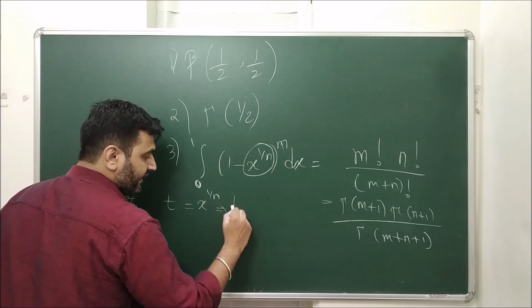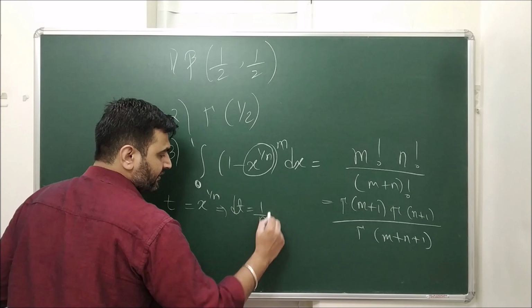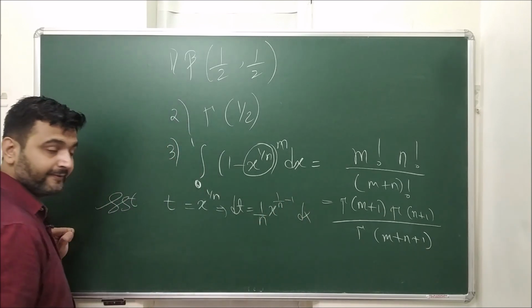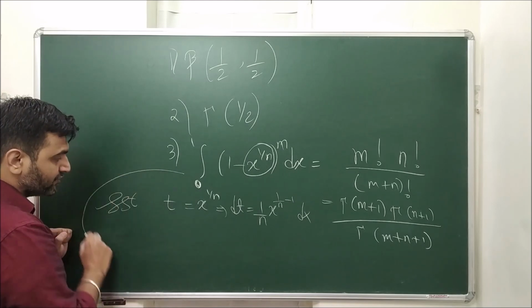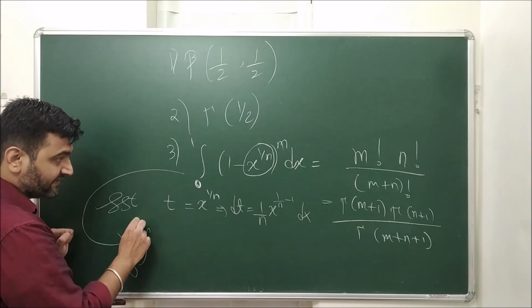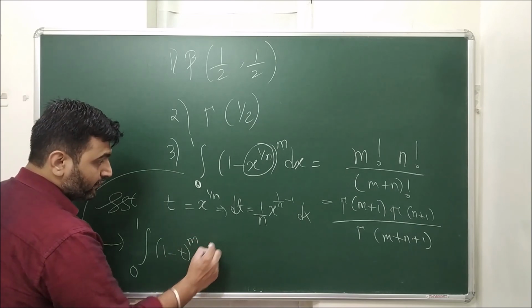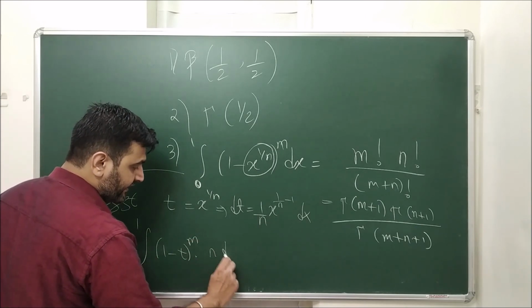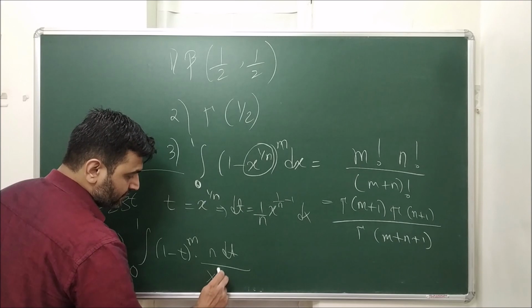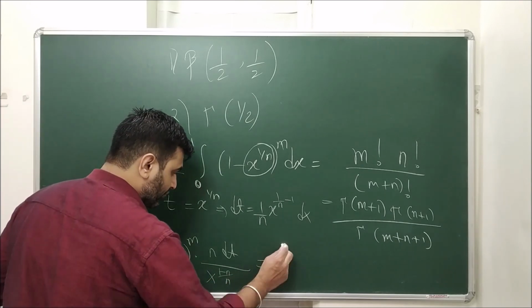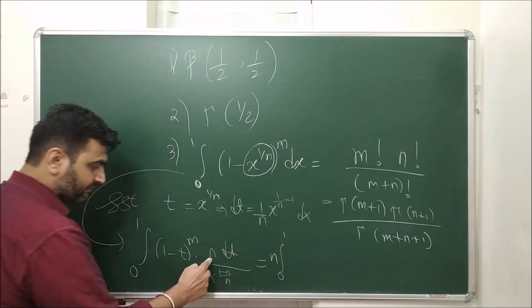So this will imply that your dt is 1 by n, x raised to 1 by n minus 1 dx. So when I do this change over here, my limits will remain same. I have 1 minus t raised to m into, what is my dx? It is n dt upon x raised to 1 minus n upon n, right? Now this is 0 to 1, n will come outside.